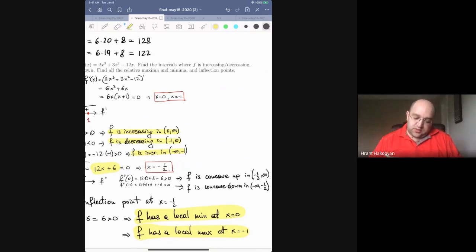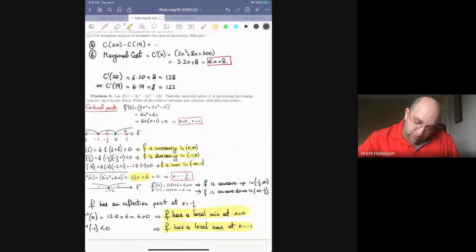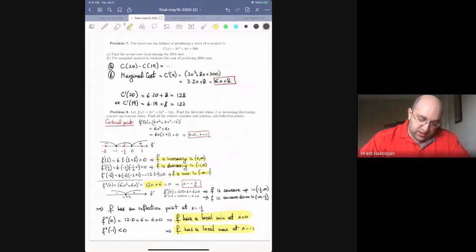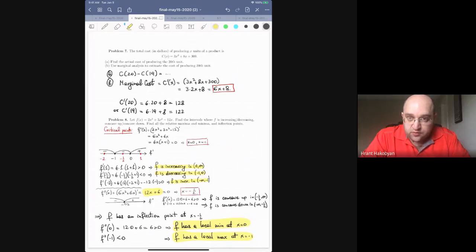Okay, so that's my answer. Because of the second derivative, we can write this is by the second derivative test, but you don't have to. If the second derivative is positive, that means there is a local minimum. If the second derivative is negative, that means there is a local maximum. Okay, so that's problem 8. Are there any questions?